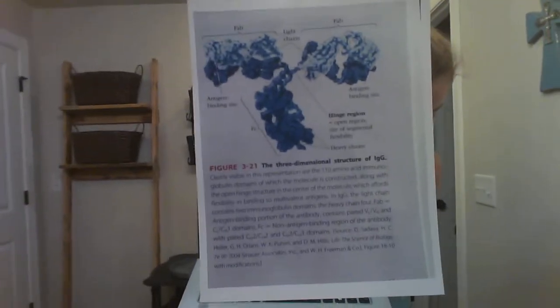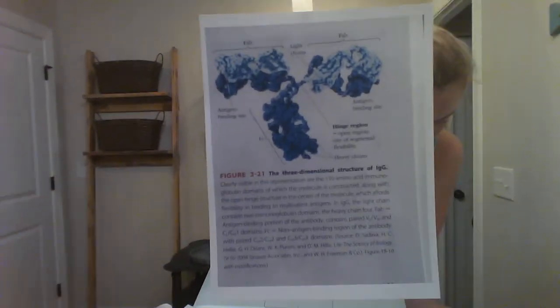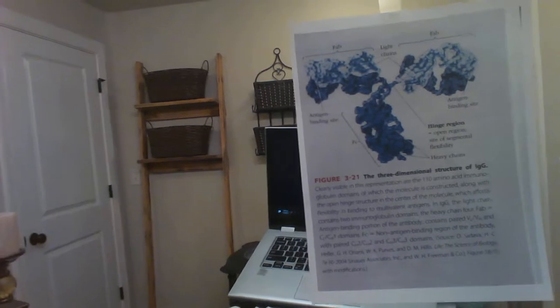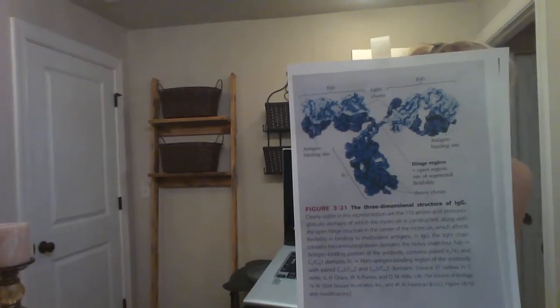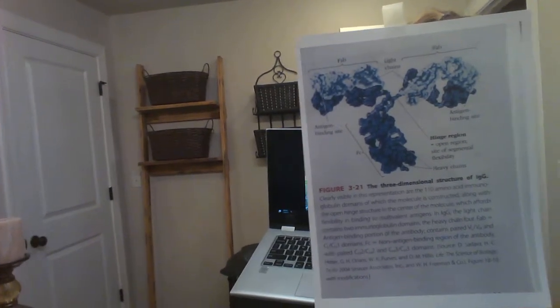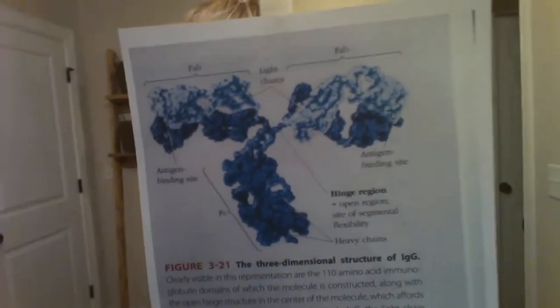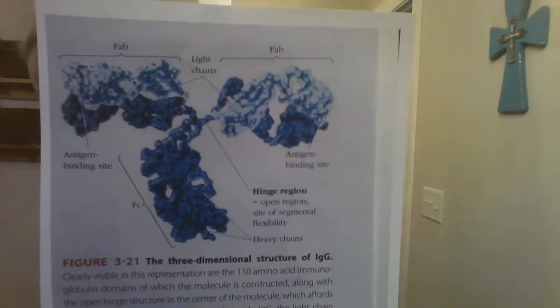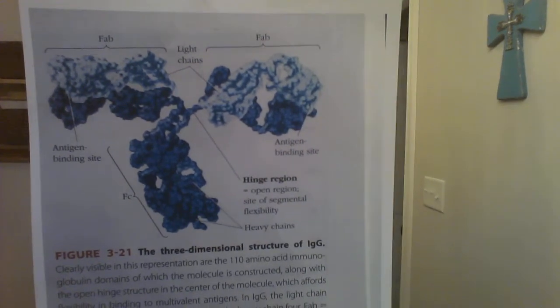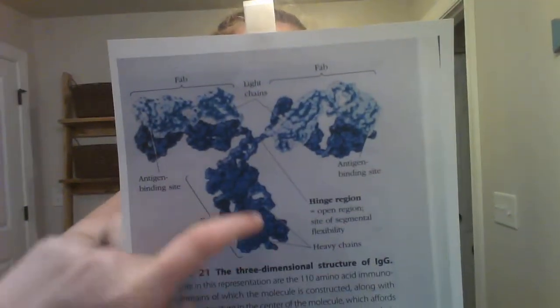So, what you're going to see here is that the antibody molecule forms a Y shape, like the letter Y, with 2 identical antigen binding regions at the tips of the Y. And each antigen binding region has amino acids derived from both the heavy and the light chains. You can see the light blue is the light chains and the dark is the heavy chain.